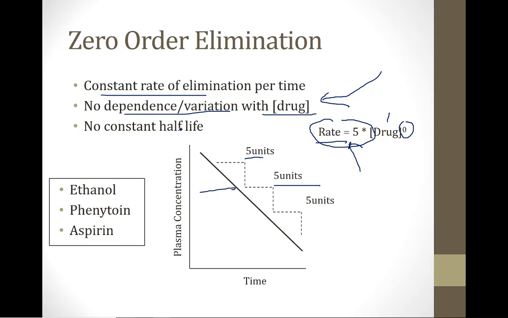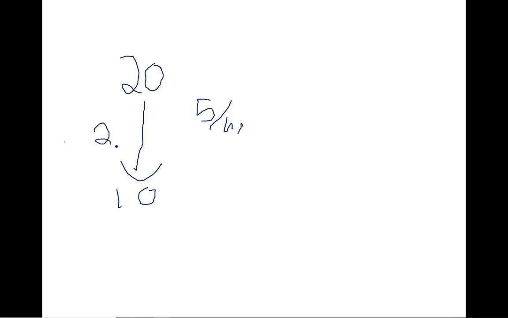Drugs with zero order elimination also do not have a constant value for half-life. The half-life is the time required for the concentration of the drug to fall by 1/2, and that number is always changing for zero order elimination drugs. Let's imagine that we have a serum concentration of 20 milligrams per hour of a drug, and it is eliminated at a rate of 5 milligrams per hour. This means it will take 2 hours in order for the concentration to fall to 10. So that would say the half-life is 2 hours.